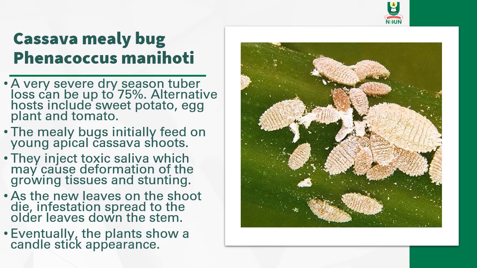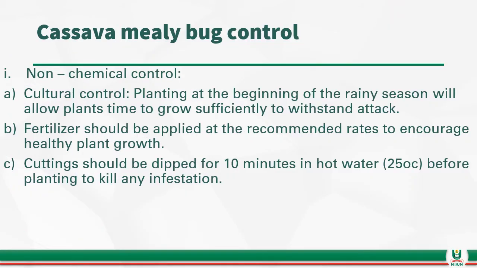This is what the mealybugs look like. They are usually tiny. This picture has been magnified so that you'll be able to see them very well. So that's how you control the cassava mealybug. You can control it by non-chemical method and by the chemical method. So when you want to control it non-chemically, you have to practice your cultural control.